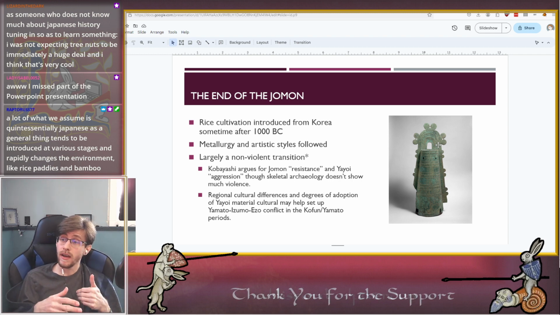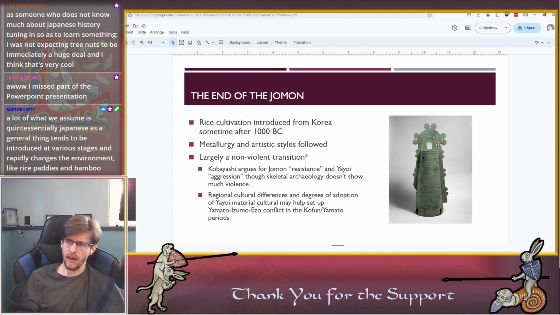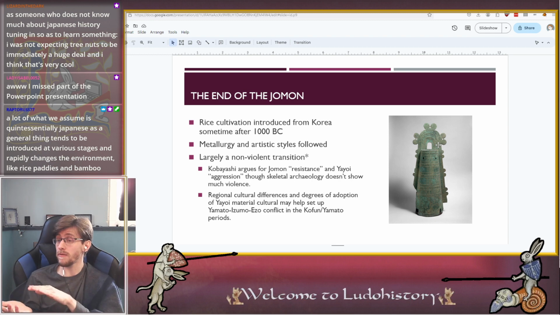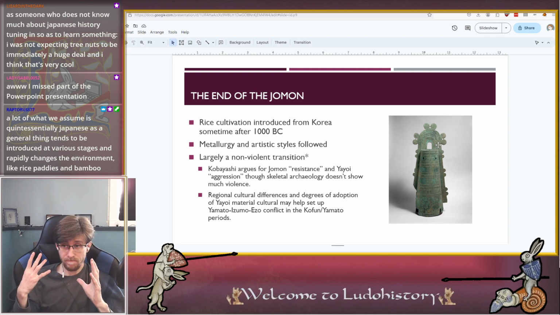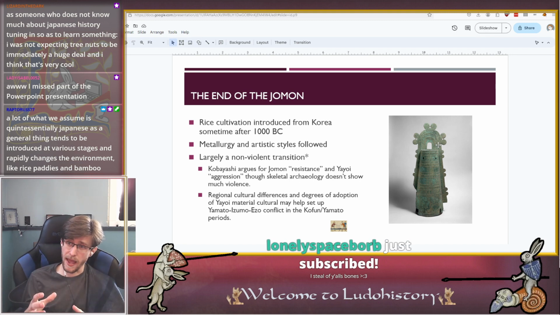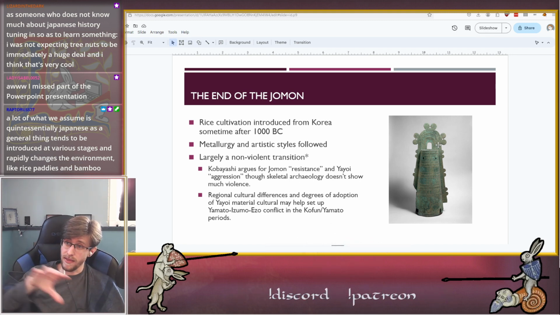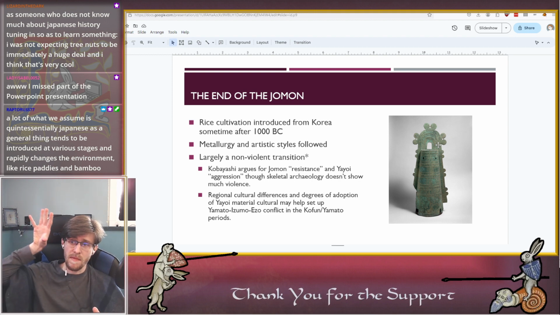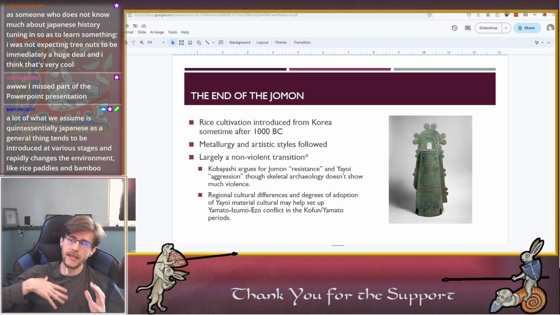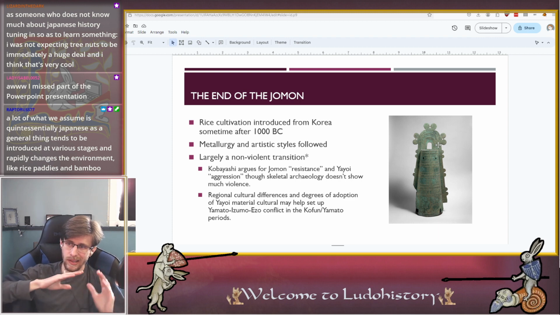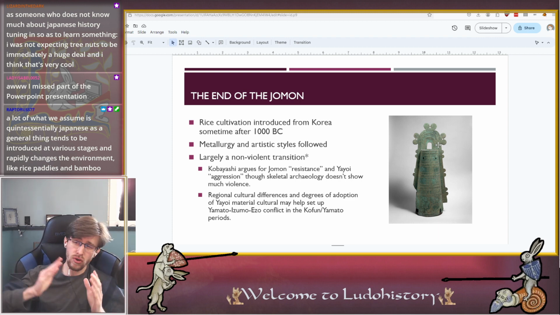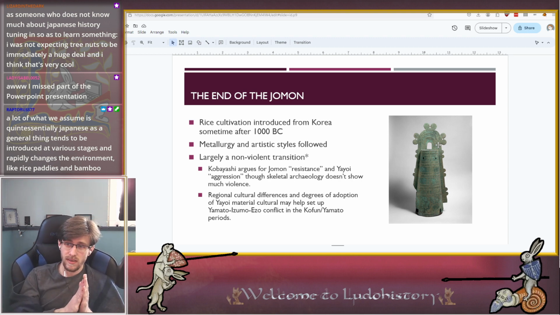But what is clear is that there is much more rapid adoption of Korean technologies, cultivation and material culture, and influx of people from Korea in southwestern Japan into the Kanto Plain and the Yamatai. And as you get farther north into Tohoku and Hokkaido, there is much slower and more tentative adoption of these material cultures. And this seems to set up the regional conflicts that will define later periods of Japanese history for a good 1,000 years. And that's pretty cool.